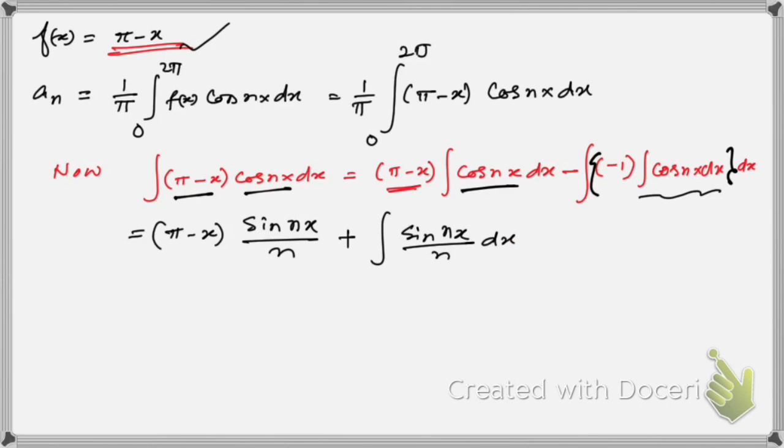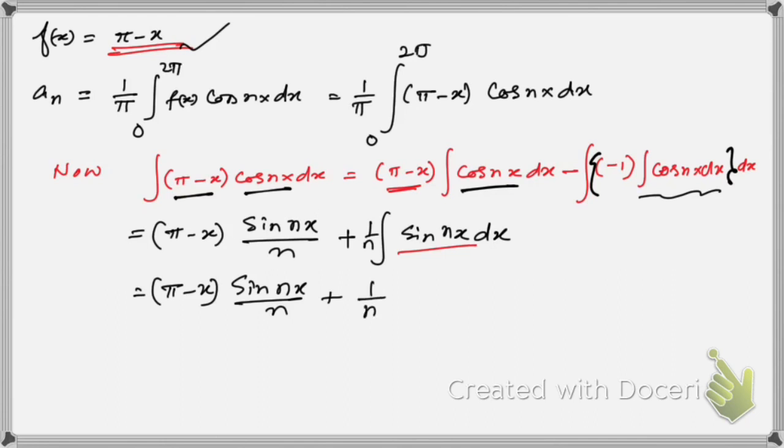Right, so now you see, this n can be taken out, so here we can write 1 by n directly. Again, now integrate this sine nx. So then what will you get? Pi minus x, sine nx by n, plus, then what will you get? 1 by n square cos nx by n, then this n is multiplied, right? So again here you should get minus 1 by n square cos nx, because integration of sin nx is minus cos nx divided by n, and if you multiply this by 1 by n, then you will get this result. So hope you have understood this.